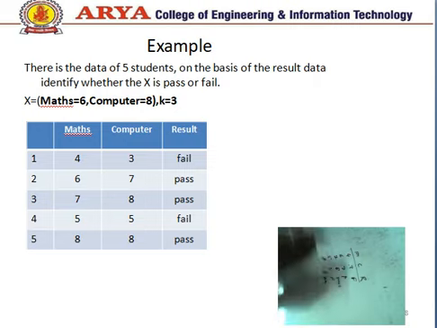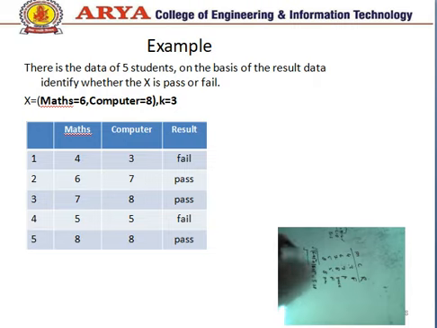Now the question is, we have data for a student x, who is getting 6 marks in math and 8 in computer, and the value of K is given as 3. First of all, we need to calculate whether x is pass or fail. For this classification we calculate Euclidean distance. Here we have the square root of (6 minus 4) square plus (8 minus 3) square. So we get 5.38 something.